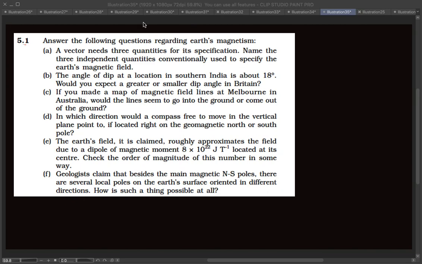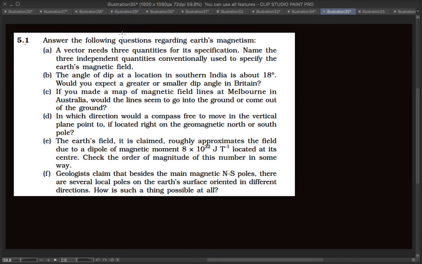Hello students, now we are doing our exercise examples of chapter number 5. As you have been given that a vector needs three physical quantities for its specification, for the Earth's magnetism we have to name these three independent quantities.